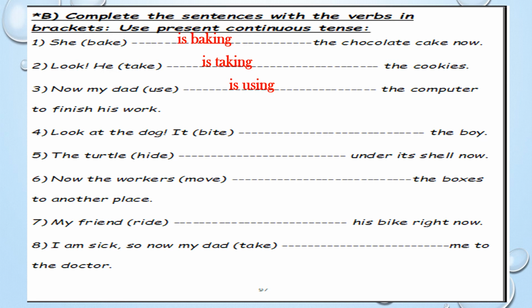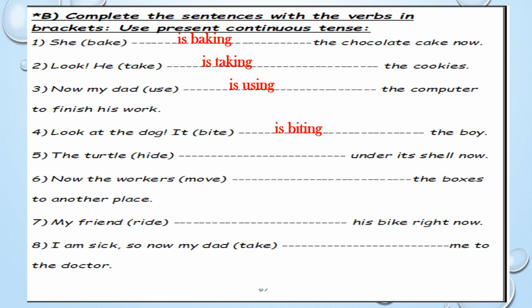Is using. Number 4. Look at the dog. It bite the boy. So if we find look, of course from the keywords, it takes what? Am or is or are? Is. And bite ends with an E. So we cancel the E and then we put the ing.